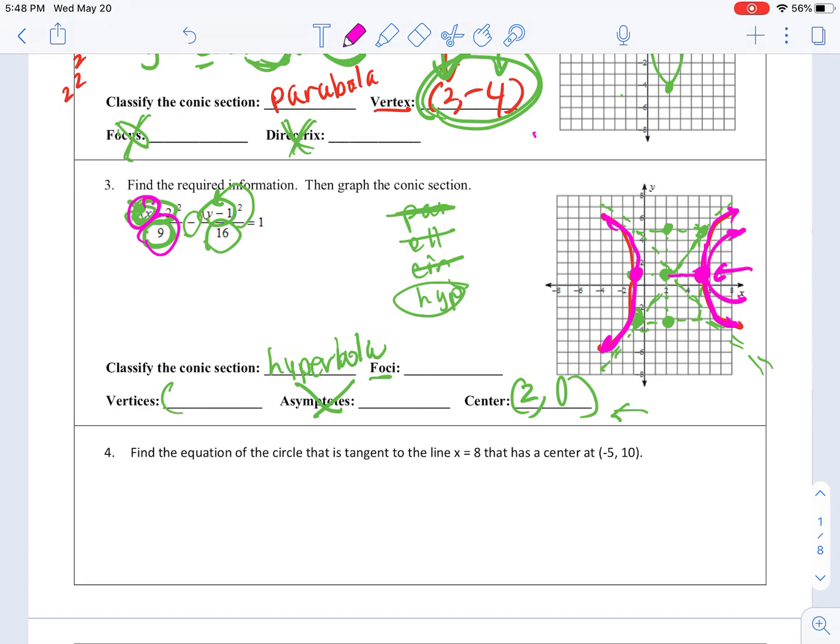So don't draw it like this. The asymptotes are there for a reason. Alright, so you could name your vertices because you found them yourself. So you were at 2, 1, and you counted out 3, so now this is 5, 1. And this one back here is negative 1, 1.